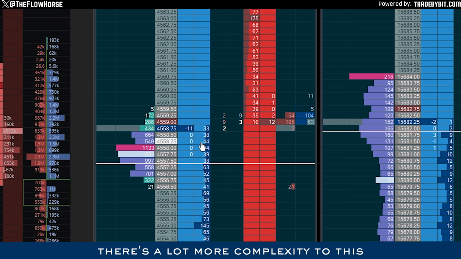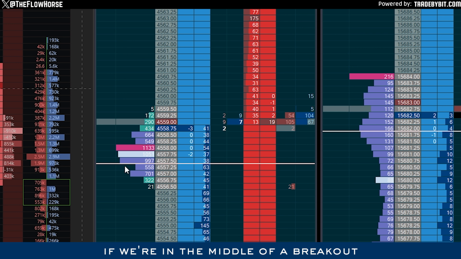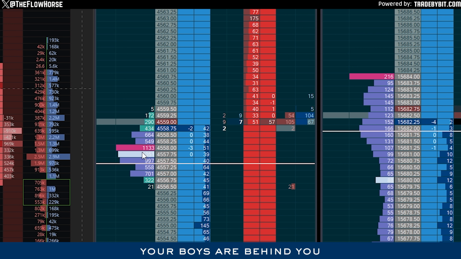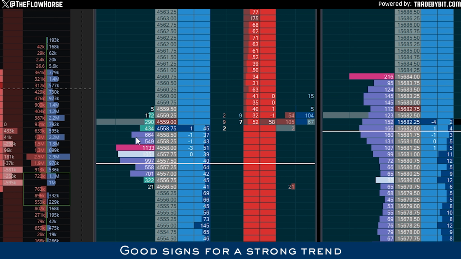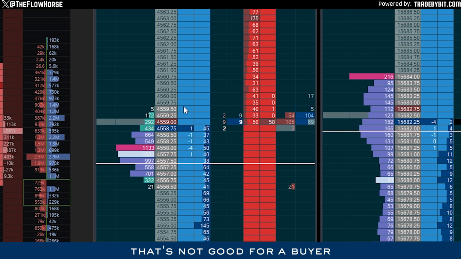Okay, again, there's a lot more complexity to this that we won't necessarily go into. Ideally at support, at resistance, you want to see something rebid or reoffered. So if the market breaks through a support level, if we're in the middle of a breakout, you want to see that your boys are behind you. So let's say value is moving higher, POC is moving higher, right? Good signs for a strong trend, and we're holding that. More specifically, in future videos, you could begin to imagine from the footprint chart videos, if we lose the POC, if we lose the volume level, that's not good if we're a buyer. But you would want to see through breakout levels at support that your boys are behind you, right? That's how we'll put it.